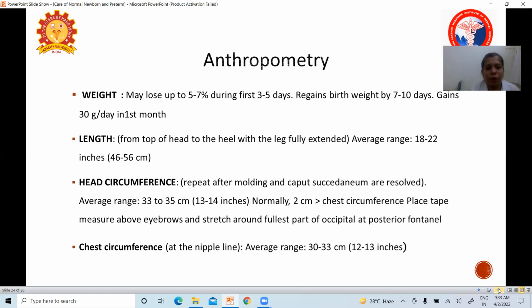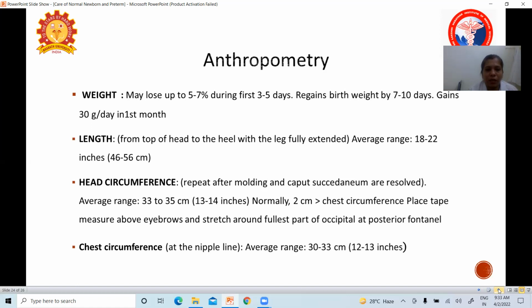Head circumference at birth should be taken, but after the molding and caput has resolved, the head circumference should be rechecked because it is going to be influenced by all these conditions. Average head circumference in the newborn is around 33 to 35 centimeters, and normally it is more than 2 centimeters from the chest circumference. How to measure?